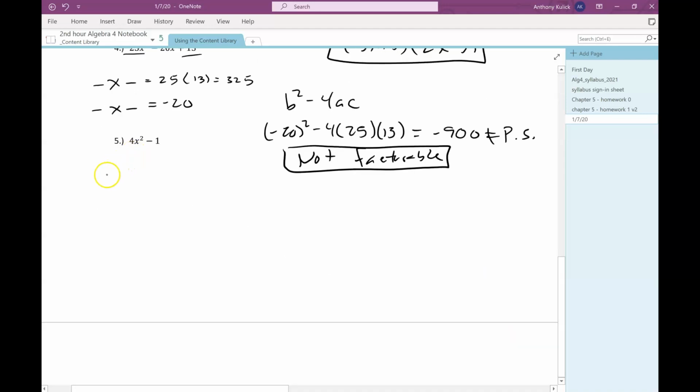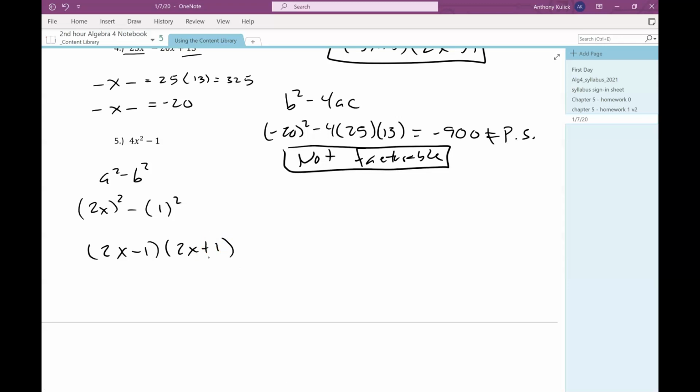Last one, also a potential difference of two squares candidate. So 4x squared I can rewrite as (2x) squared, and 1 I can rewrite as 1 squared. So this just becomes (2x minus 1)(2x plus 1). So just like number 2, except the leading coefficient wasn't 1. But I wasn't concerned about the leading coefficient. It was just that I had two terms there. That was my indicator that maybe that would be a good candidate for a difference of two squares.